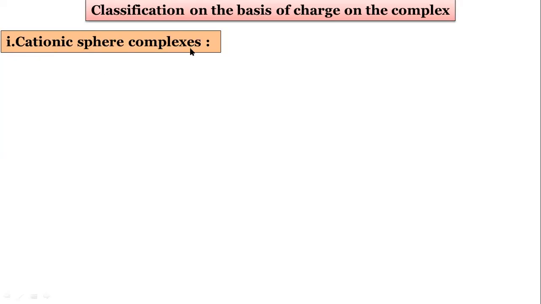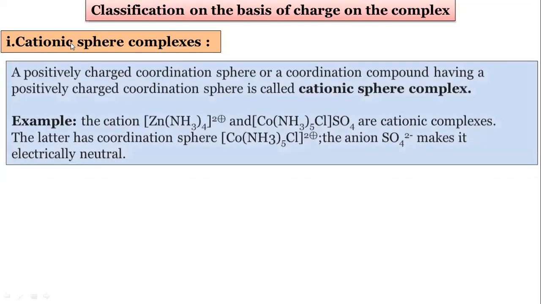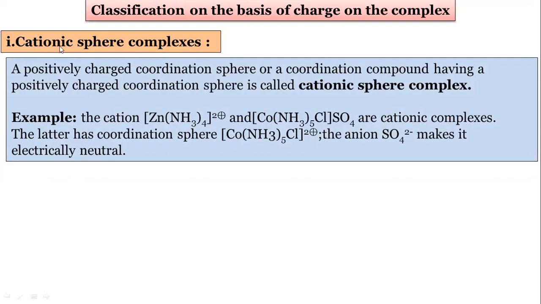Cationic sphere complexes. This word cationic indicates the positive charge is present. So see, the definition is given: a positively charged coordination sphere or a coordination compound having the positively charged coordination sphere. It is one and the same. The positively charged coordination sphere is called a cationic sphere complex.